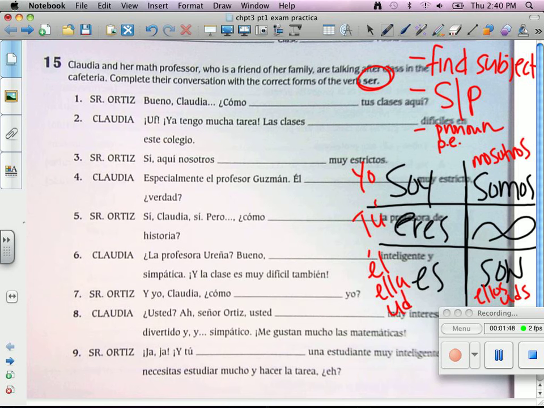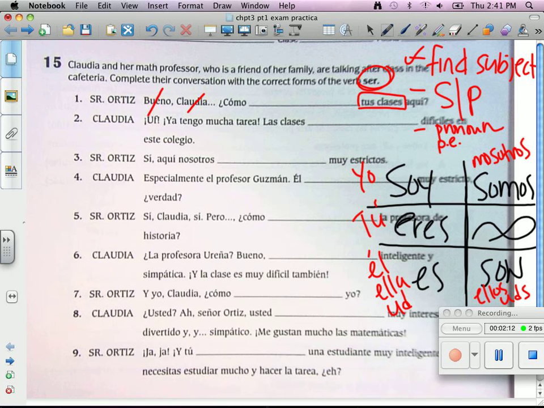Let's do número uno. Bueno, Claudia, ¿cómo ven tus clases aquí? So they're asking, how are your classes here? Well, what is the whole sentence talking about? She wants to know about what? Is she asking about Claudia? No. Is she asking about bueno? No. Is she asking about the classes? Yes. The whole sentence is talking about the classes. So we found our subject.